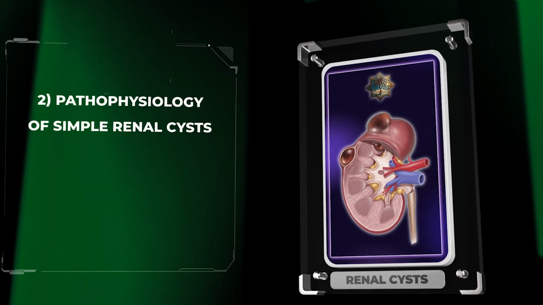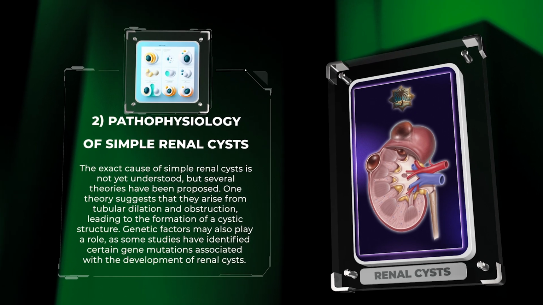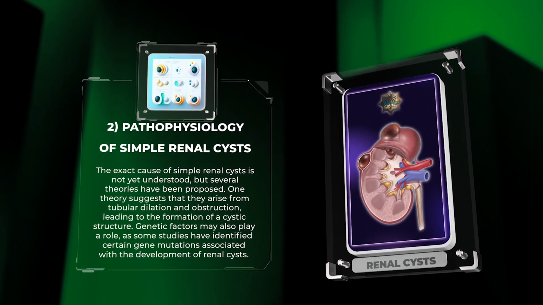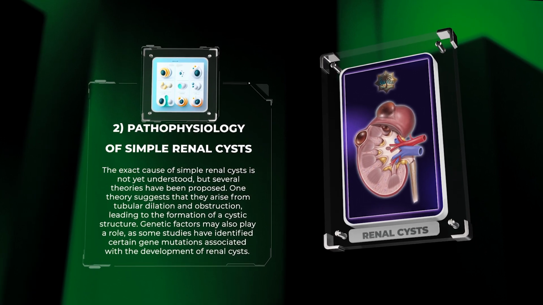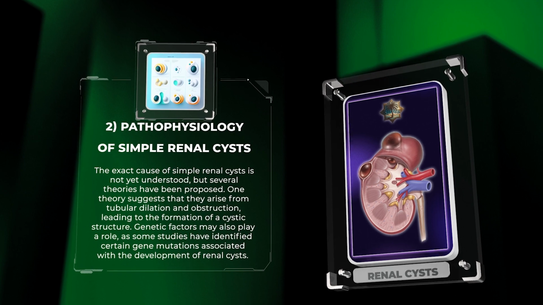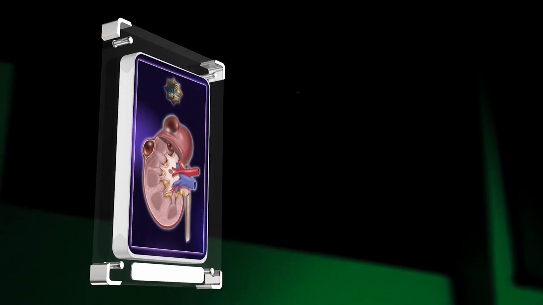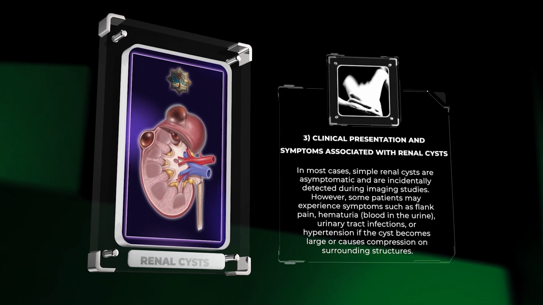The exact cause of simple renal cysts is not yet understood, but several theories have been proposed. One theory suggests that they arise from tubular dilation and obstruction, leading to the formation of a cystic structure. Genetic factors may also play a role, as some studies have identified certain gene mutations associated with the development of renal cysts.